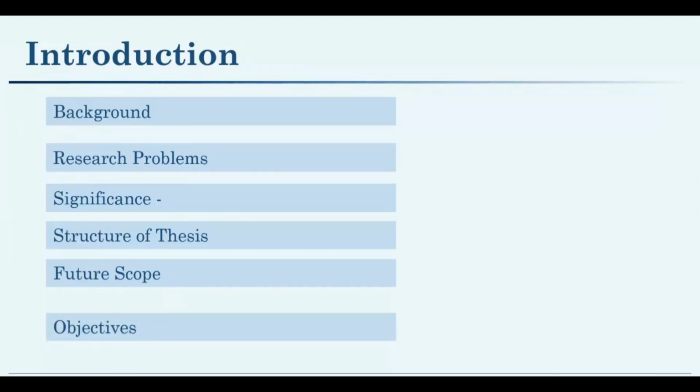Because a number of times students ask what to write exactly in the introduction. So these are the few points. With the help of these points, you can complete the introduction of your thesis.